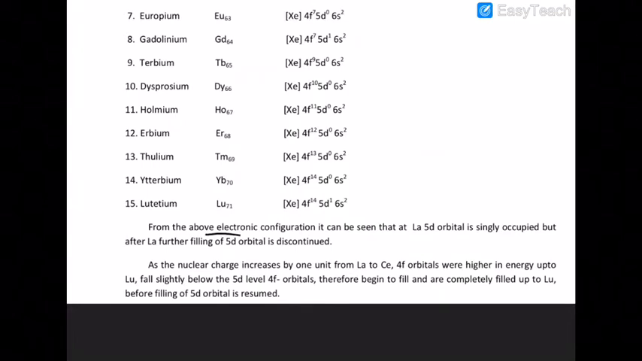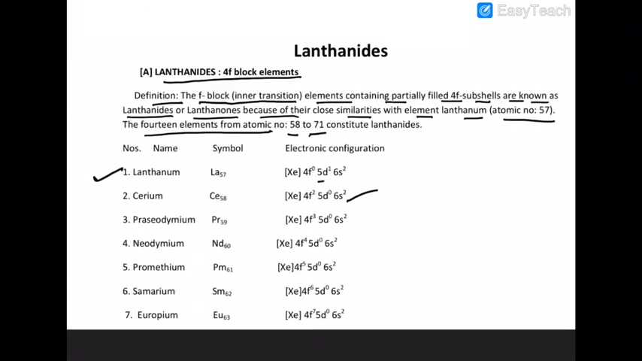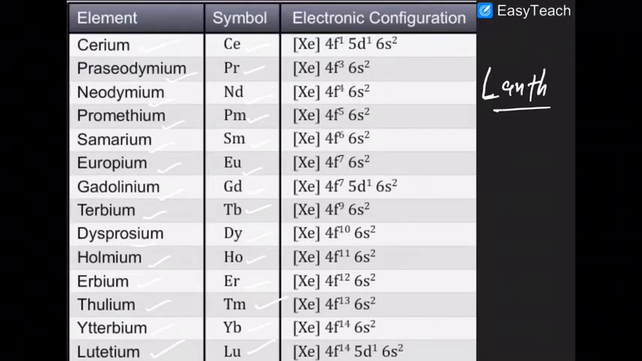From the above electronic configurations, it can be seen that in lanthanum the 5d orbital is singly occupied, but after lanthanum, filling of 5d does not take place. Look at that. It is 5d1, but then it is 5d0, 0, 0, 0. So no electron enters the d orbitals now. All electrons now enter the f sublevel. So it is 4f2, then 4f3, 4f4, 4f5, 4f6, 4f7, like that. Are you sure about that?